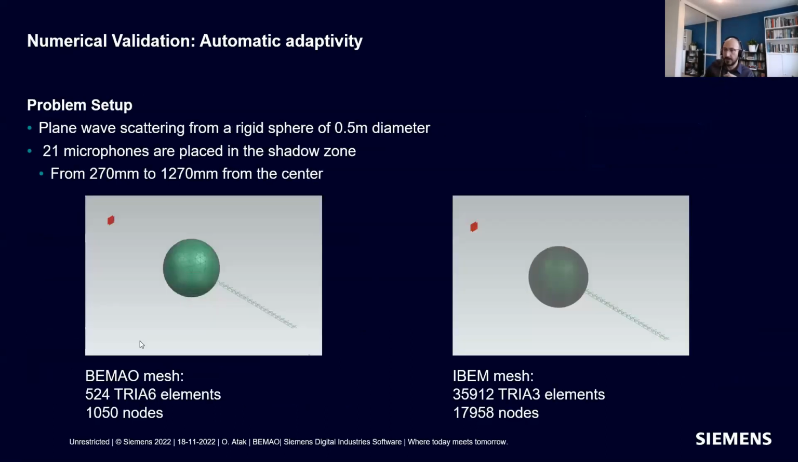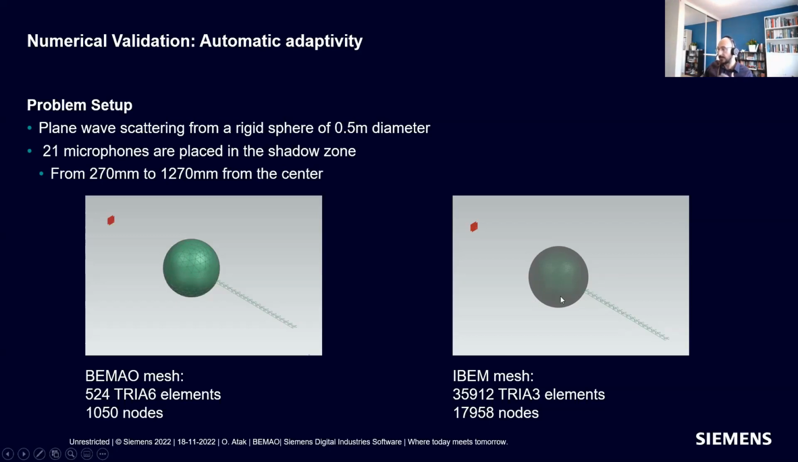All right, so let's look at a numerical validation. We start with a plane wave scattering from a rigid sphere. It's 0.5 meter diameter. We have 21 microphones in the shadow region. There's a plane wave coming from here. So this is how we would like to have a BEMAO mesh, coarse, curved, as coarse as possible. And this is a typical classical BEM mesh that you would have for the frequency range that we are targeting.